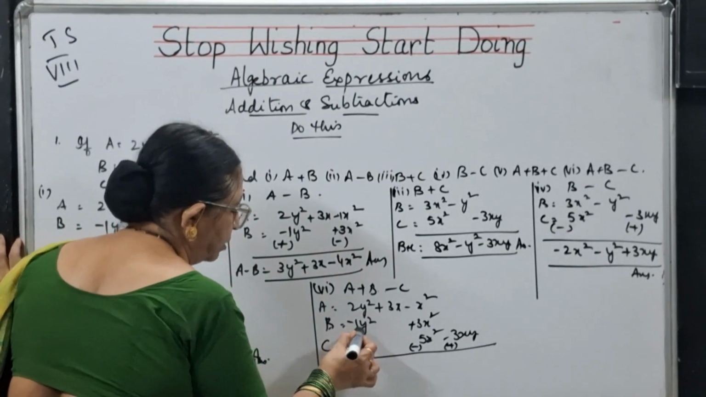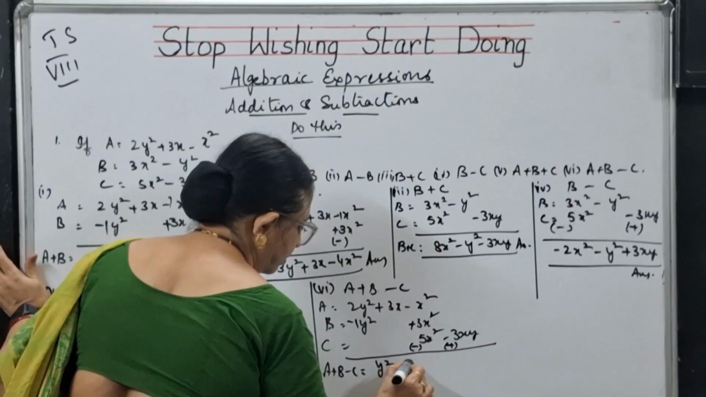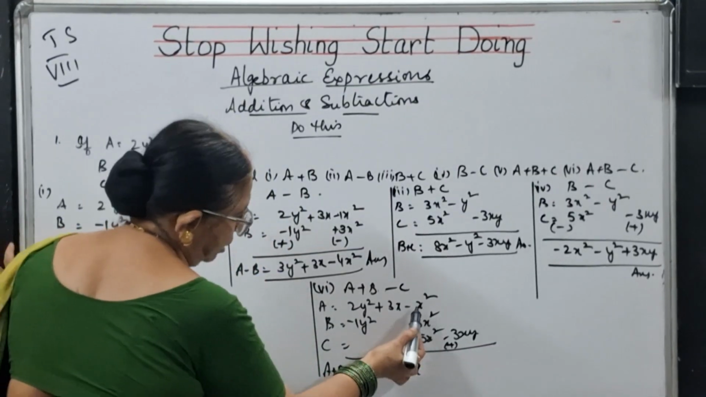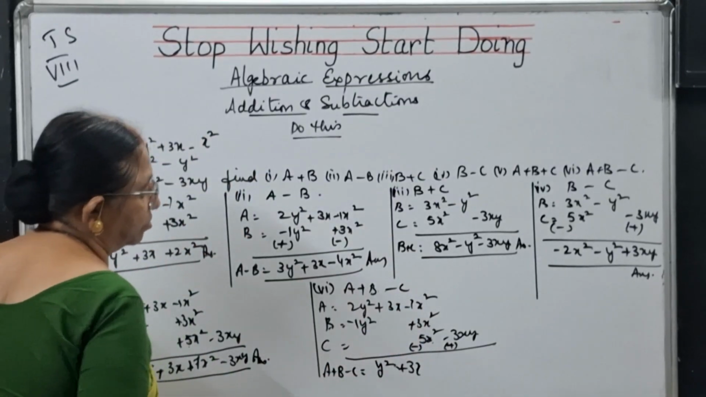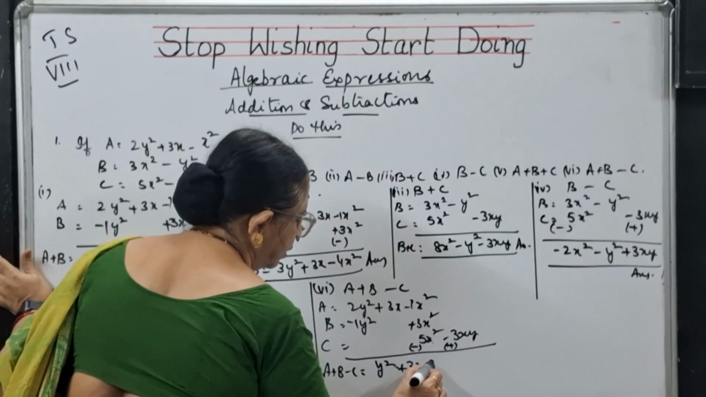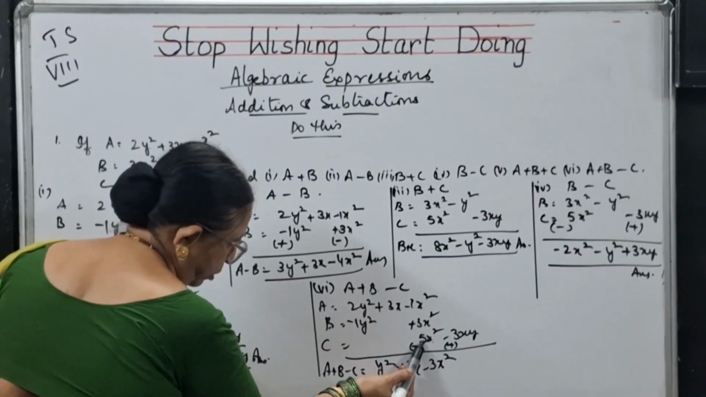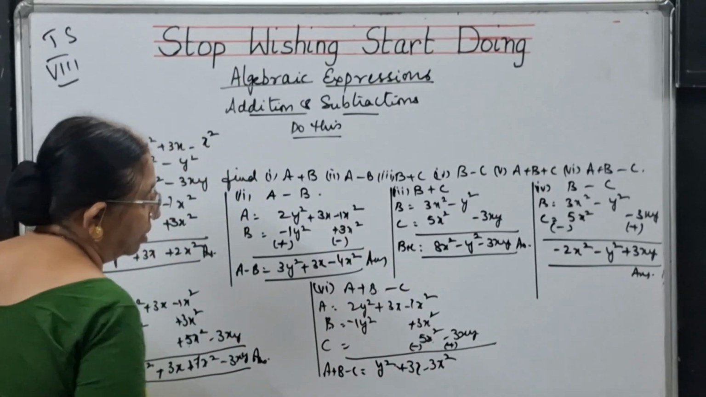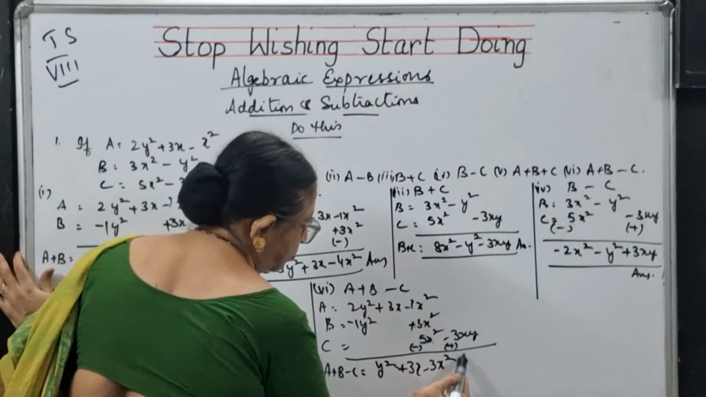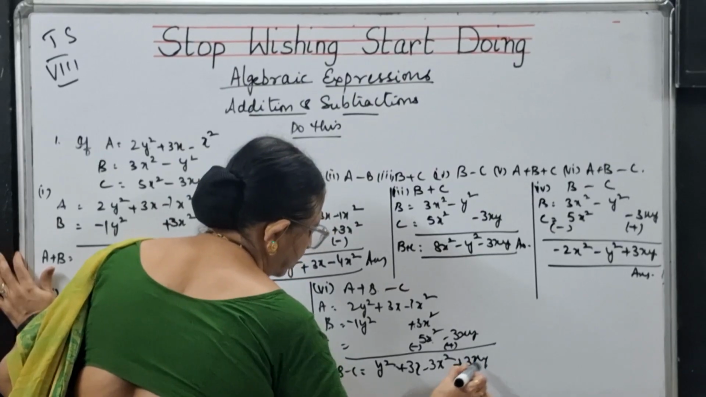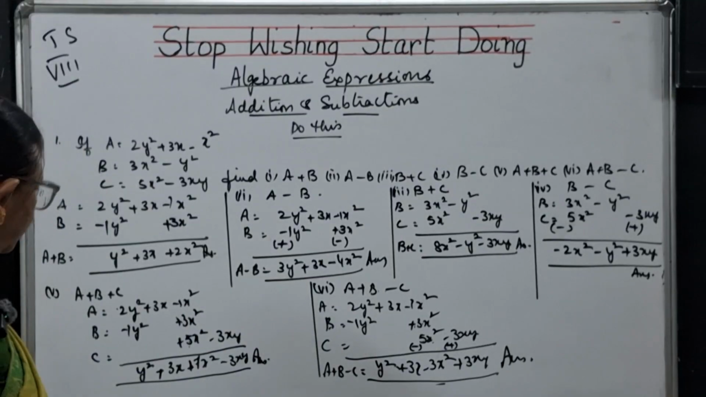So 2y square minus 1y square, that is y square, plus 3x. And here you see minus 1x square minus 5x square is minus 6x square, plus 3x square. Minus 6 plus 3 is minus 3x square. I hope I am clear, children. This is having minus sign now. So minus 5 minus 1 is minus 6. Minus 6 plus 3 is nothing but minus 3x square. And this is having plus sign now, plus 3xy. These are the answers, children, for this problem. So I hope I am clear.